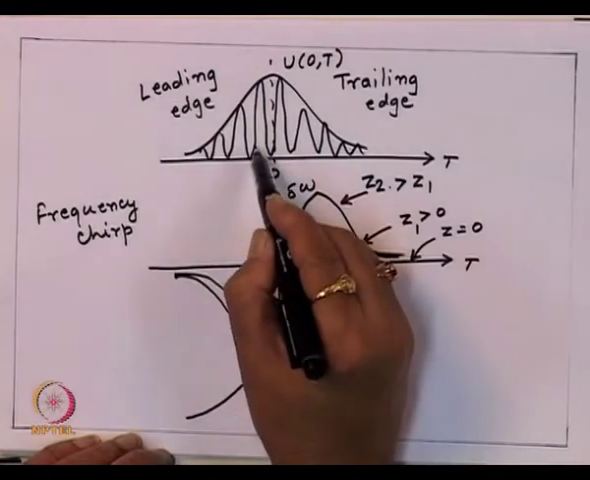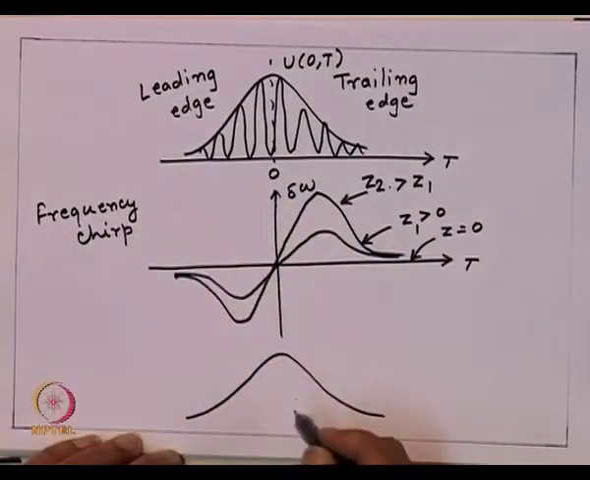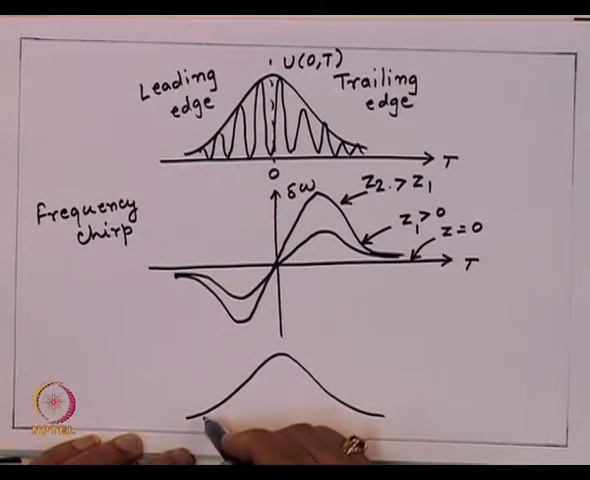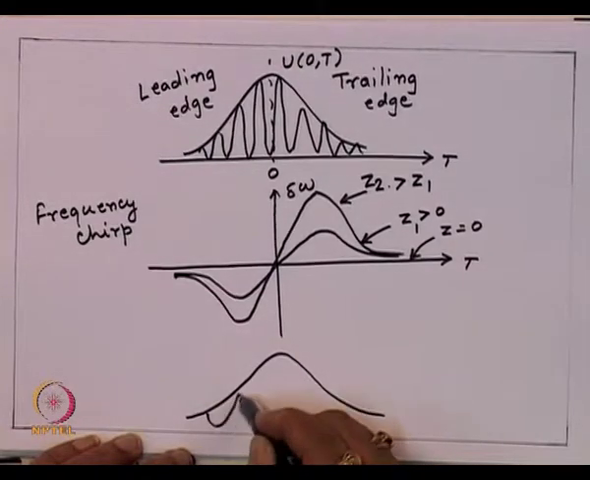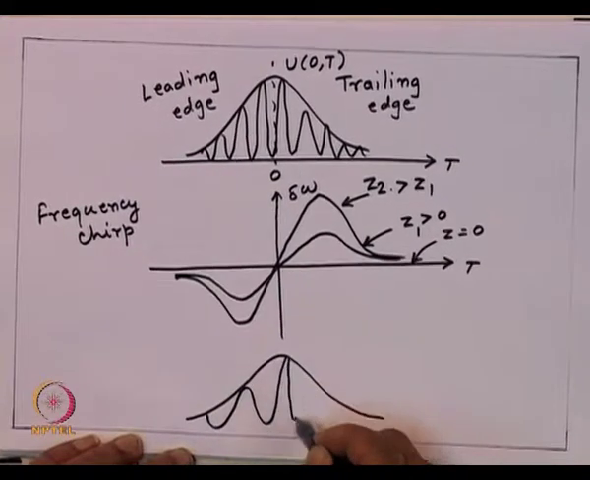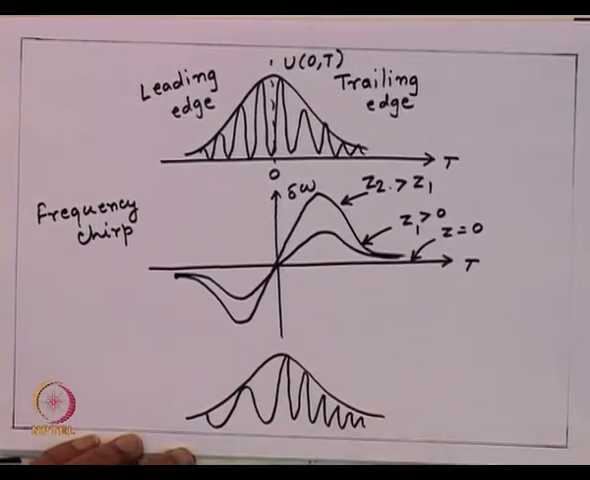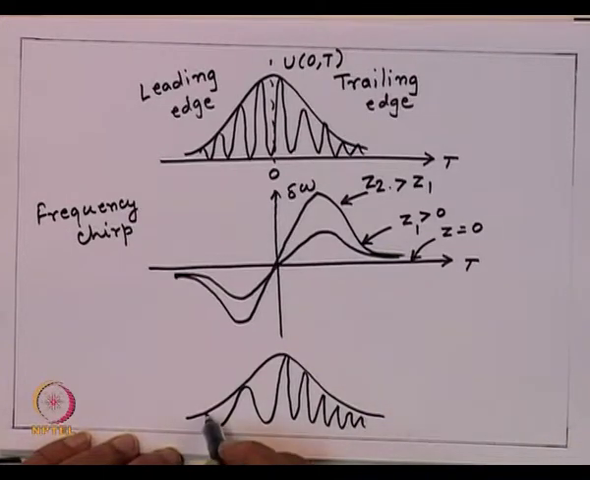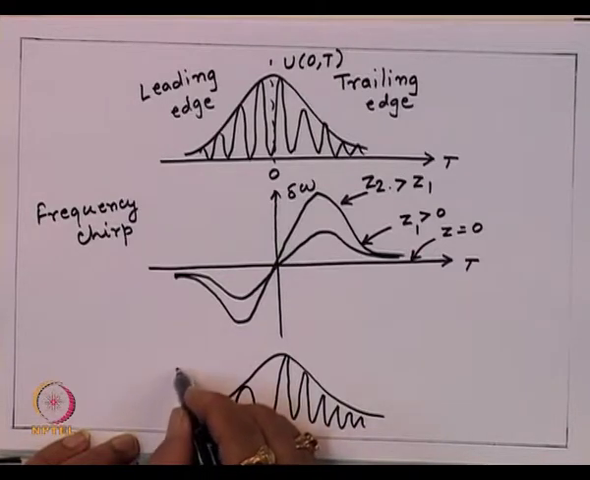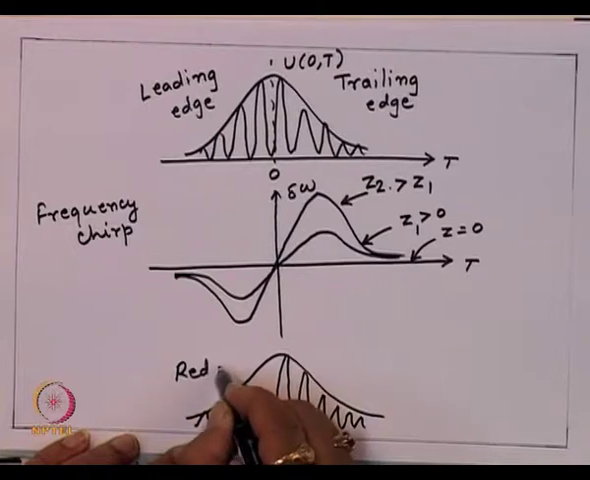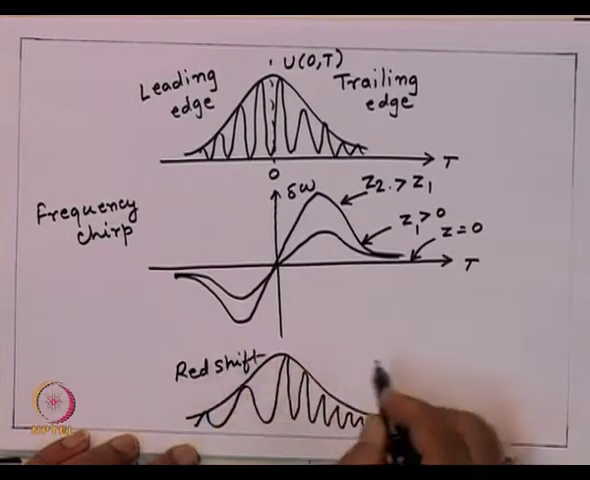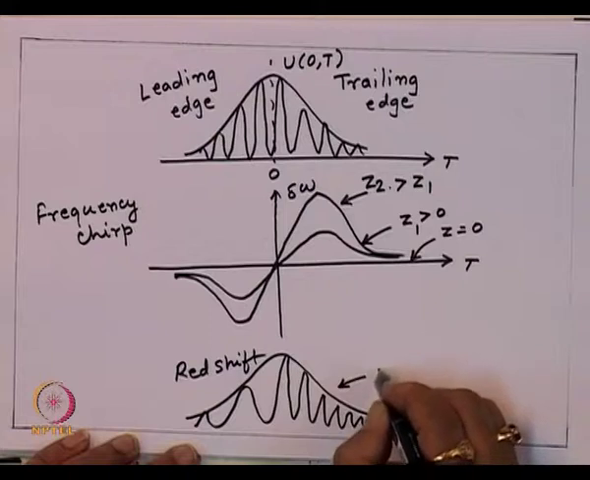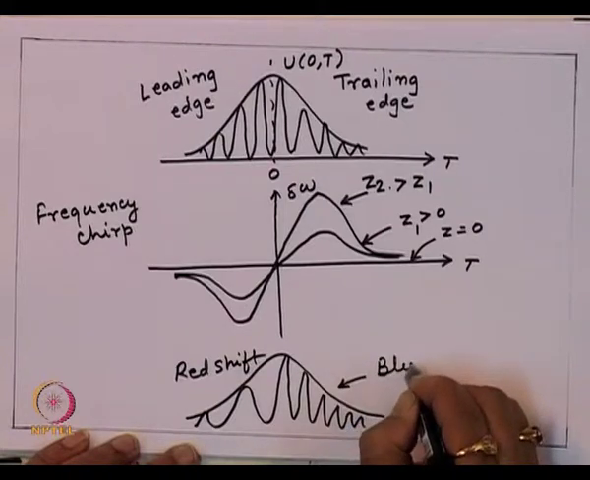Now, we will see that the frequency is a little lower on the leading edge. So, the frequency spectrum would look something like that. High frequencies are accumulating here and the low frequencies are accumulating on this edge. That means, here you are having some kind of a red shift, and on this edge of the pulse you have the blue shift.